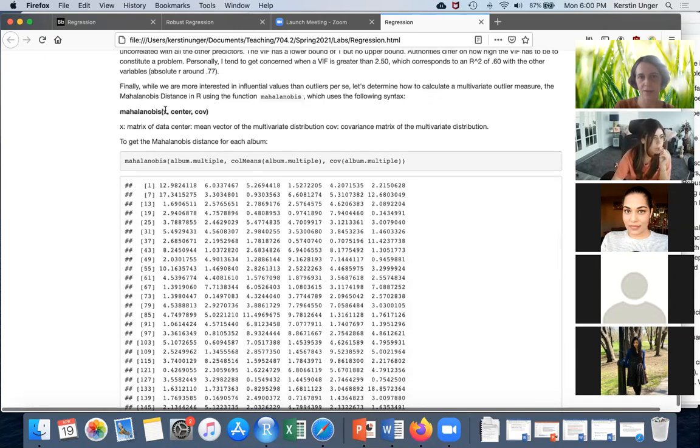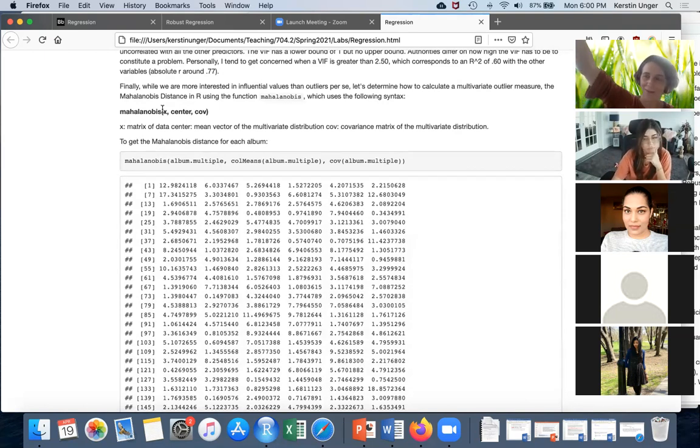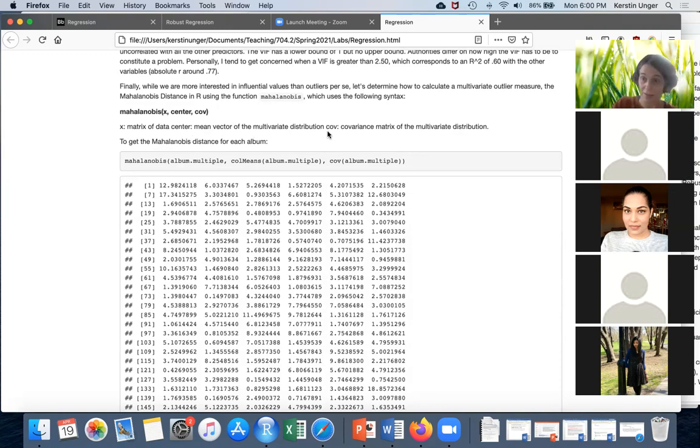It always asks for our data frame, so our data matrix. If we have more variables in our data frame, then we need to select the subset that is relevant. Then center is the mean vector of our multivariate distribution, so the means of all predictors combined, and our outcome variable. And then cov is the corresponding covariance matrix for our distribution.